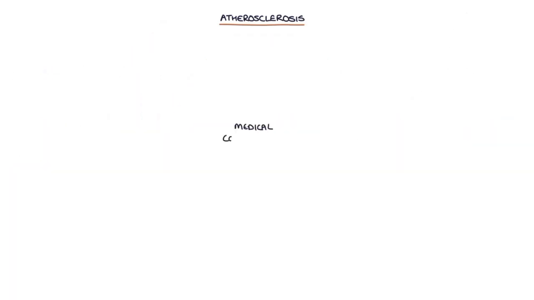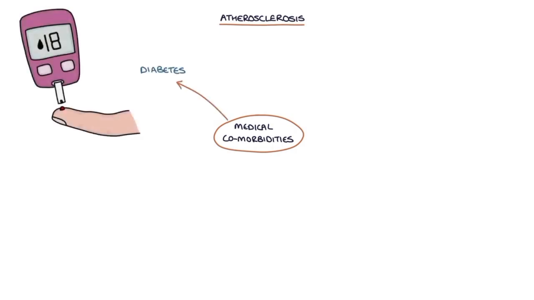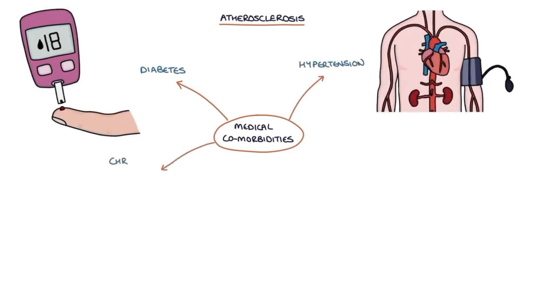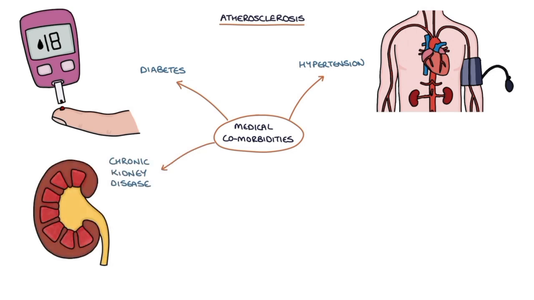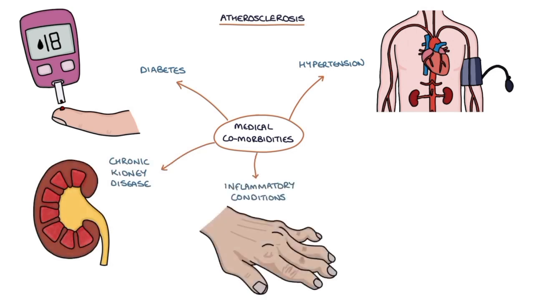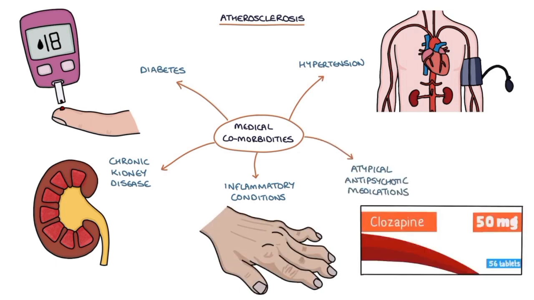Let's talk about medical comorbidities. Medical comorbidities increase the risk of atherosclerosis and should be carefully managed to minimize the risk. And these include diabetes, hypertension, chronic kidney disease, inflammatory conditions such as rheumatoid arthritis, and the use of atypical antipsychotic medications, for example in schizophrenia.